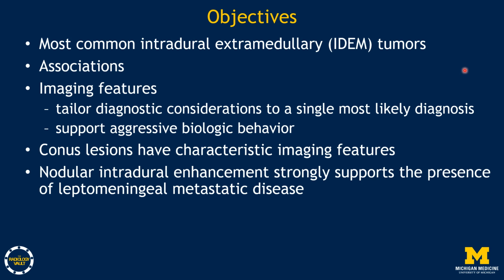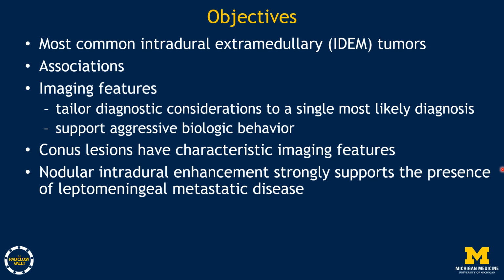First, we will focus on identifying the most common types of intradural extramedullary tumors. Next, we'll explore the clinical and genetic associations. We will also discuss key imaging features. The goal here is twofold. First, to help you tailor your diagnostic considerations to a single most likely diagnosis. And second, to identify imaging features that may suggest aggressive biologic behavior, such as heterogeneous enhancement or rapid growth.